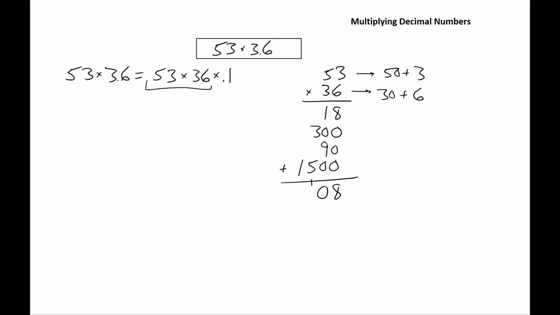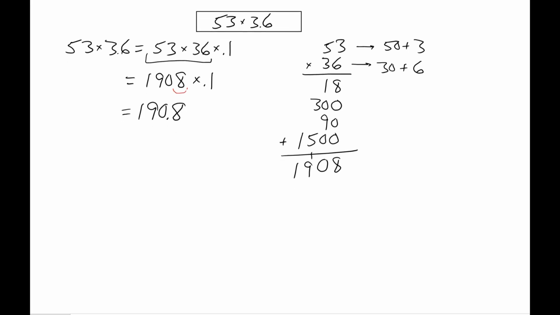2, 8, 9. So 1,908. So 53 times 36 is 1,908. And then I want to multiply this times 0.1, which, as we recall, just means moving the decimal point one place over. And that's going to give me 190.8. So 53 times 3.6 equals 190.8.